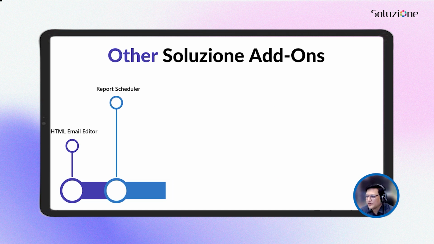Next is the report scheduler. So you can schedule reports on your defined frequency and send the reports to internal users or your contacts, maybe from Dynamics CRM at regular intervals.